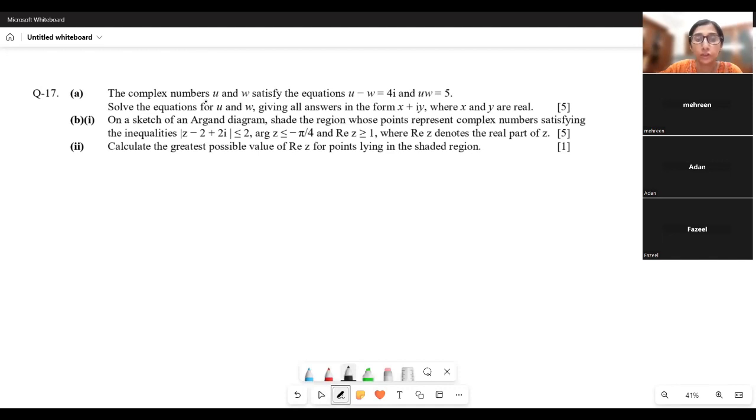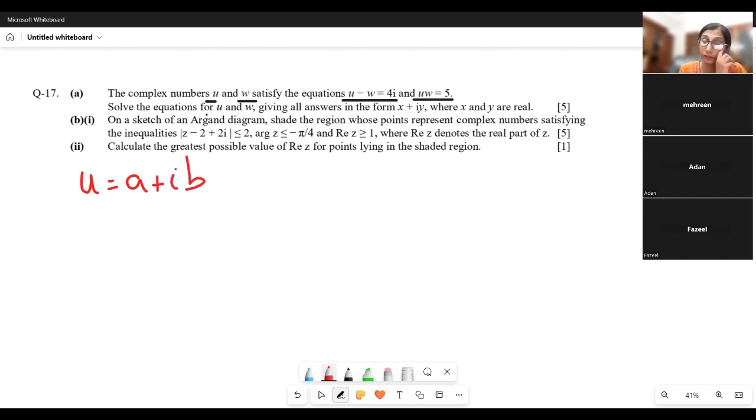Question 17 says the complex number u and a complex number w satisfy the equation u minus w is equal to 4 iota and uw is equal to 5. Solve the equations for u and w, giving all the answers in the form x plus iota y, where x and y are real. We're told that u and w are both complex numbers. Can I say that u is, let's say, a plus iota b?